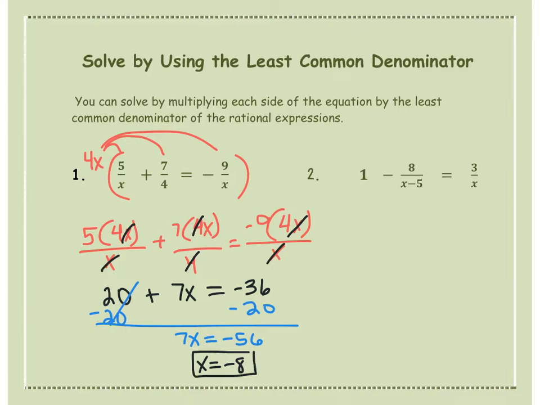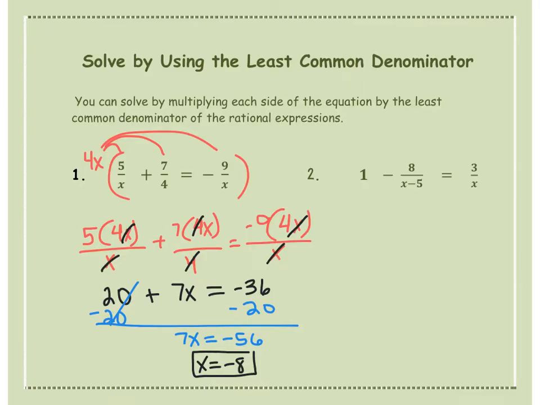Now we check. We check if that number was any kind of domain restriction, a hole. So we're looking at asymptotes, holes, basically it's a discontinuity, okay? So if I plugged in a negative 8 there, does it make anything false? No, so that is my answer, okay? It's not extraneous.